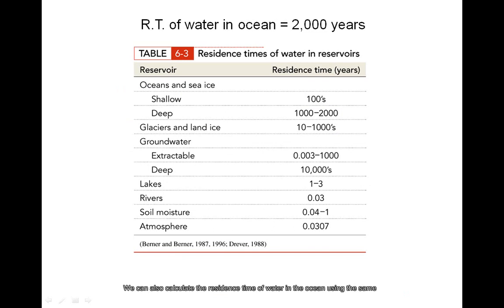Now, we can also calculate the residence time of water in the ocean using the same formula. And it turns out to be right around 2,000 years. And this is going to be used as a dividing line to separate ions in the ocean into two groups.